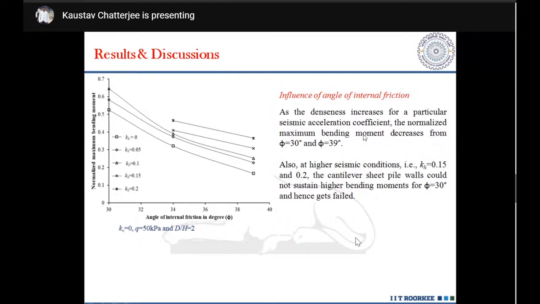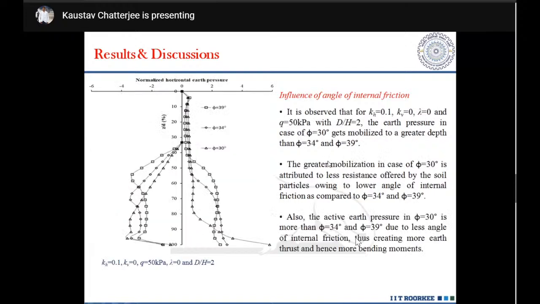Okay, the next is, as the density increases for a particular seismic acceleration coefficient, that is under seismic condition, the normalized maximum bending moment reduces from 30 degrees to 39 degrees. For the variation of earth pressure, for this condition of loading, the earth pressure for 30 degrees gets mobilized to a greater depth as compared to that. The greater mobilization is due to less resistance offered by the soil owing to a lower angle of internal friction. Also, the active earth pressure for 30 degrees, if I compare with 39 degrees, is higher, thus creating more earth thrust and hence more bending moment. Also, the active earth pressure for 30 degrees is more due to less angle of internal friction.